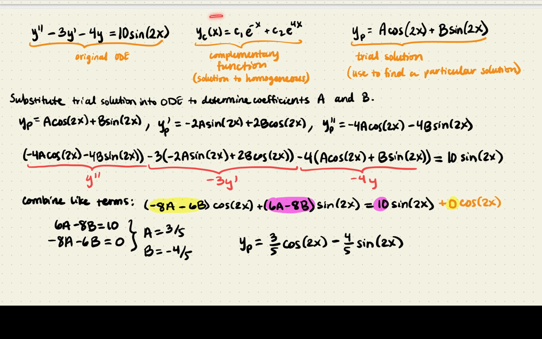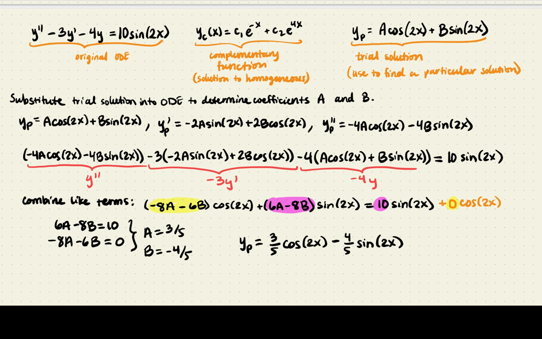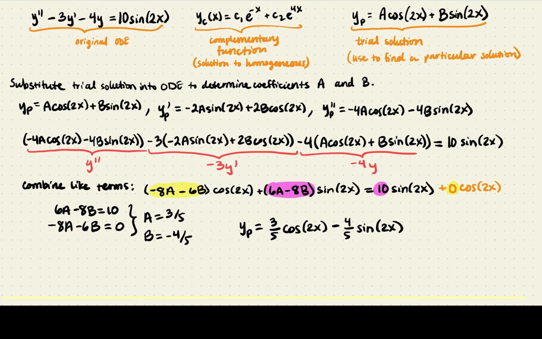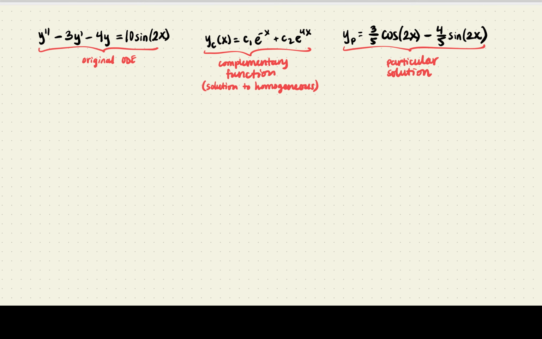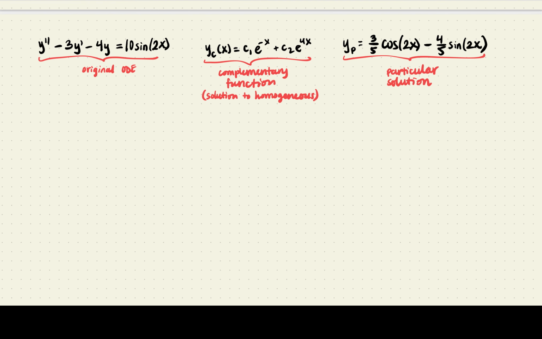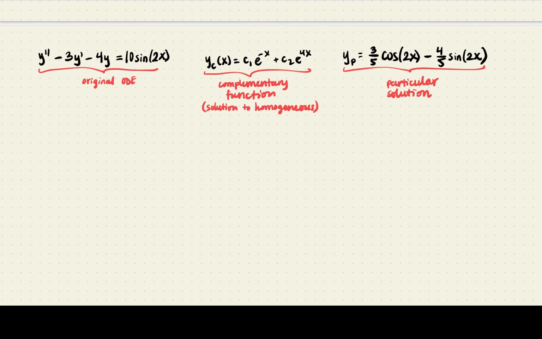So now we've got our complementary function, or the solution to the associated homogeneous problem, and we've got a particular solution. The general solution will just be the sum of those two functions. So let's scroll down here. Okay. So again, let me make sure this is in a good spot. There we go. So we've got our original ODE, our complementary function, and our particular solution. So step 3 of our plan was just to write down the general solution.